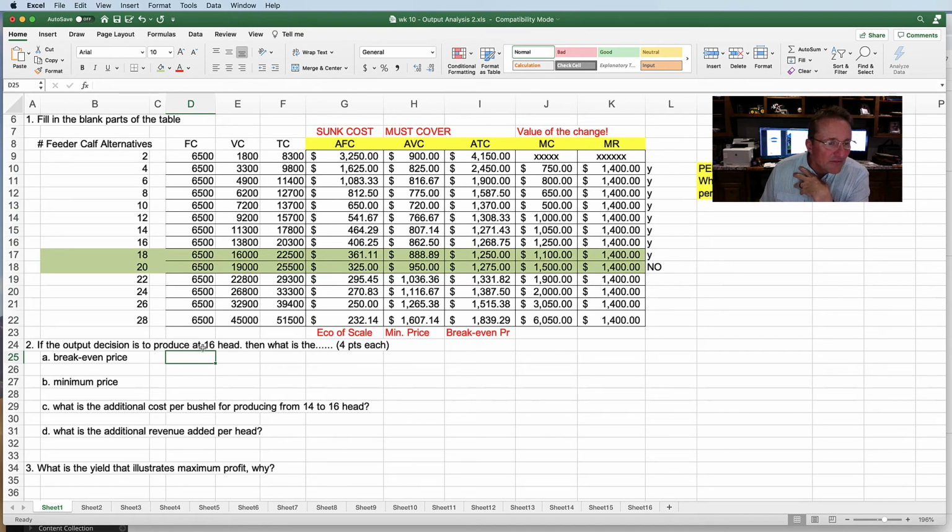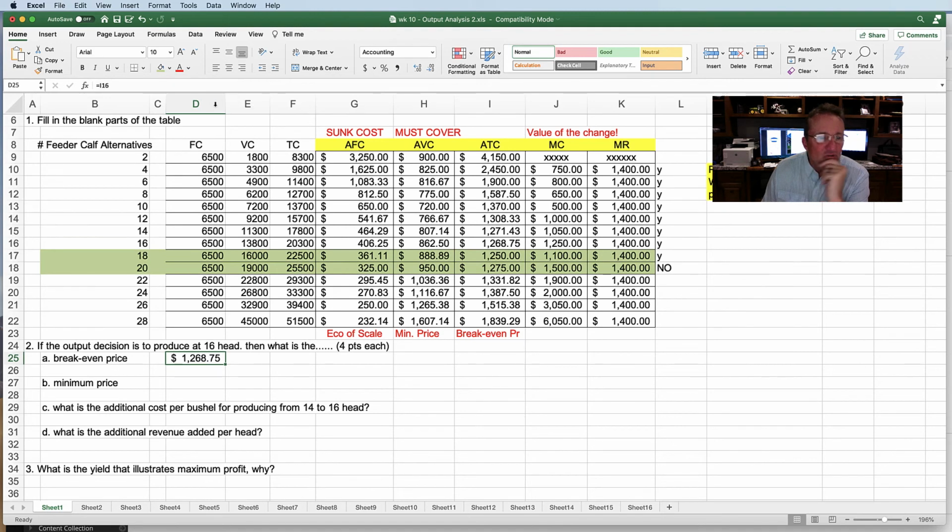What is the break-even price if you're doing 16 head? Well, if I'm at 16 head, break-even, remember that is total cost. So break-even at 16 head, that's 16 right there, is $1,268.75 per head. What about the minimum price at the 16 production level? The minimum is going to have to be covering our variable cost. So we've got to get $862.50 for them.